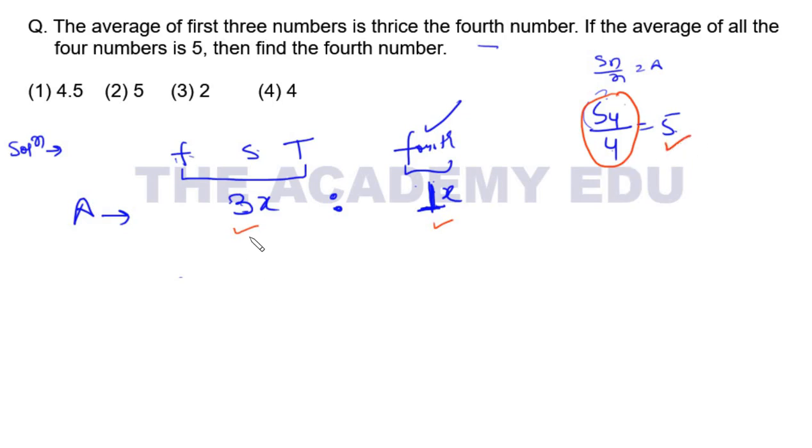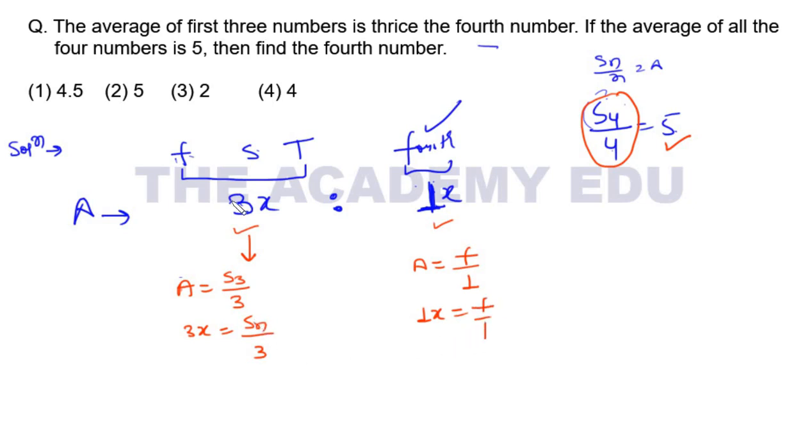Now see here, what is the formula of average? Average is equal to the sum of the 3 numbers, first, second, third, upon 3, and for the fourth number, average is equal to the fourth number upon 1 because there is only one number. So what is the average of these 3 numbers? 3x equals Sn by 3. Here the average is 1x equal to F by 1.